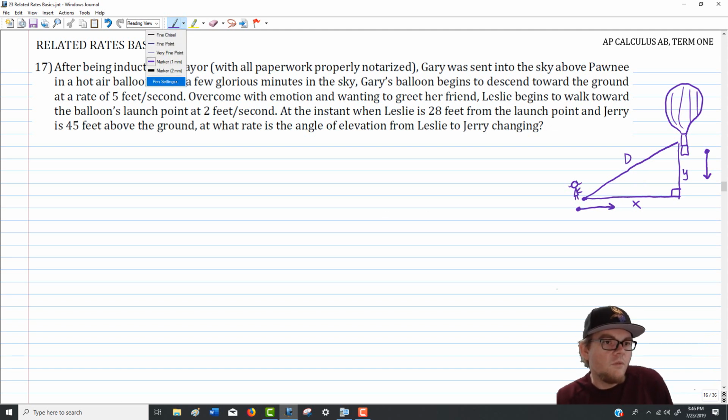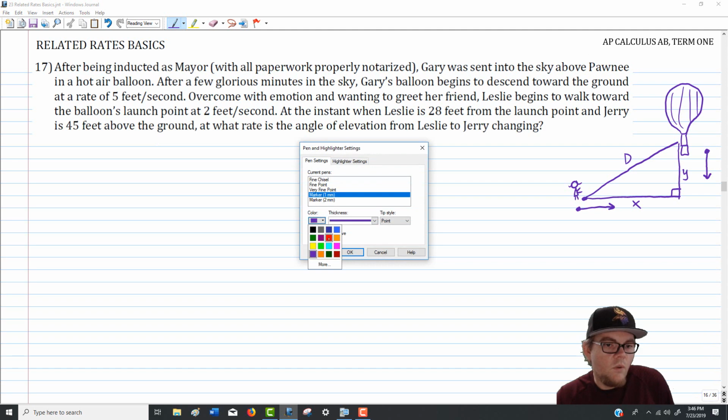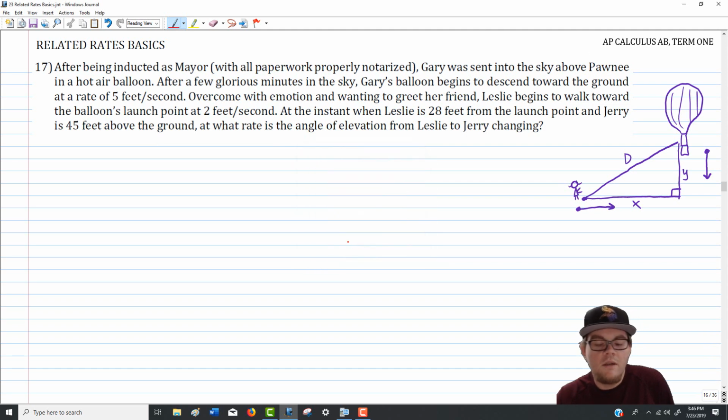Beyond that point, we next want to look at the snapshot moment, as in what's actually happening at the instant we're measuring. Leslie is 28 feet from the launch point. Jerry is 45 feet above the ground. And of course, we're looking for the angle theta. So we are going to have to figure out what theta is equal to. I should have given that a variable name before. And then last but not least, we don't know what d is right now. We need to include it in there, but we can find it really fast using the Pythagorean theorem.